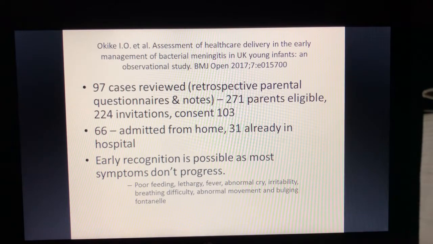And one of the key features was that the symptoms at onset, as reported by parents, didn't appear to progress very much in the first 24 to 48 hours. And these symptoms included poor feeding, lethargy, fever, abnormal cry, irritability, breathing difficulty or abnormal movement, and bulging fontanelle. So to me, this represents the possibility that if any of these features are there, then it gives us an opportunity to recognise early and consider a low threshold for screening such children.